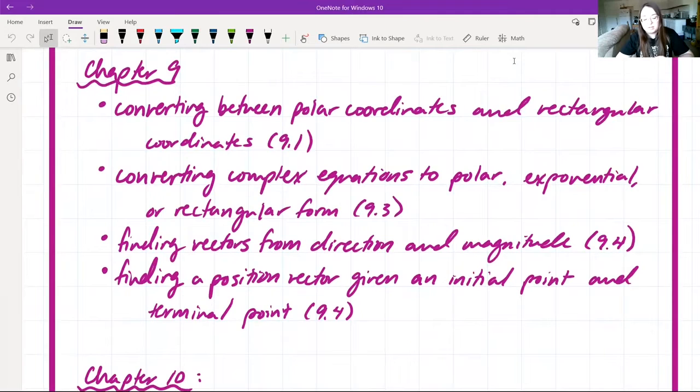Chapter 9, we have converting between polar coordinates and rectangular coordinates, from section 9.1. We have converting complex equations to polar, exponential, or rectangular form from section 9.3. Finding vectors from direction and magnitude, so if you're given the direction and magnitude, finding a vector, is from section 9.4. Finding a position vector given an initial point and a terminal point is also section 9.4.